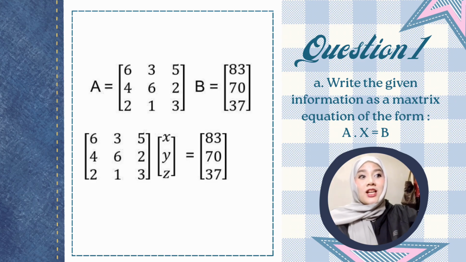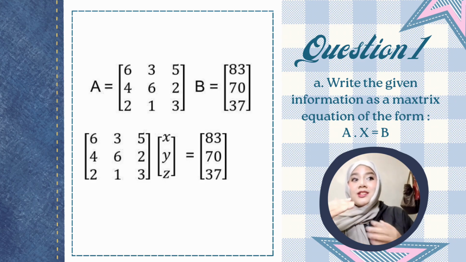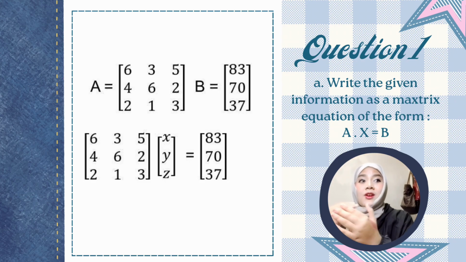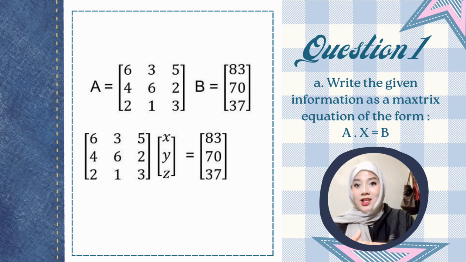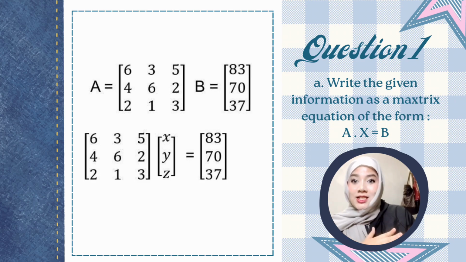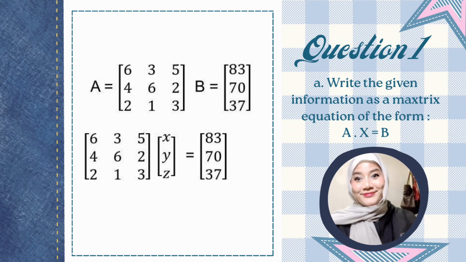So, as we can see here, matrix A is 6, 3, 5, 4, 6, 2, 2, 1, 3. Meanwhile, for X, let's say we label the unknowns X, Y, Z. And lastly, matrix B is 83, 70, and 37. But we do not include the liters, we just write the numbers.